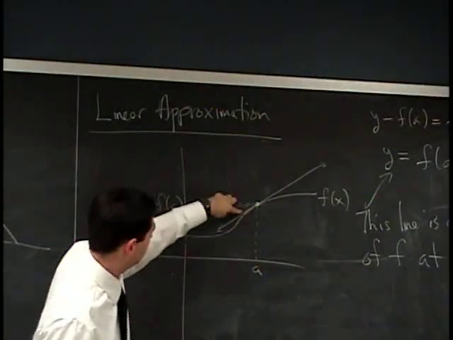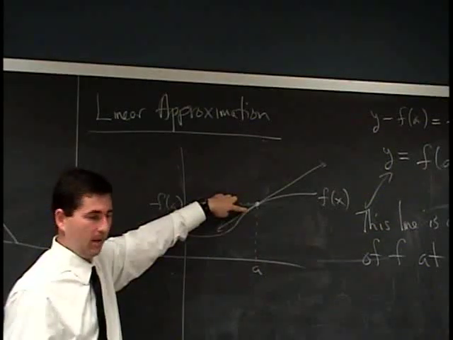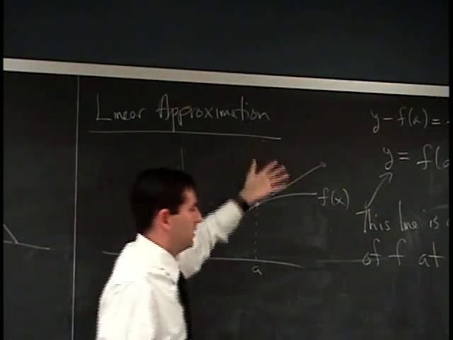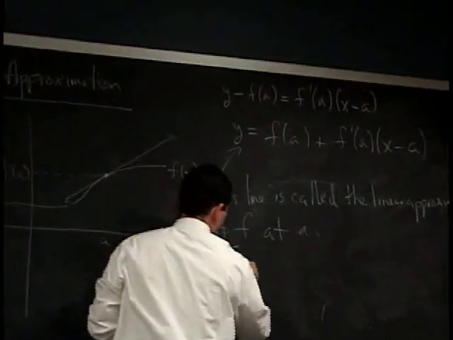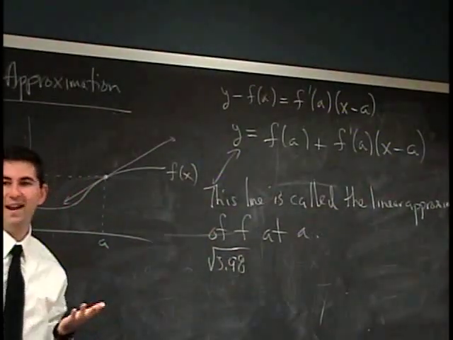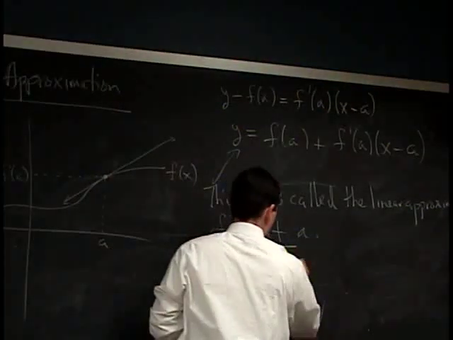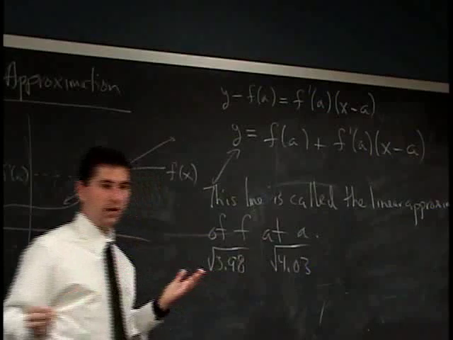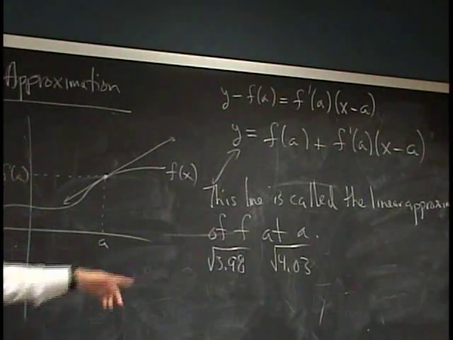Same thing on the other side. Right? It always seems to be a little bit too high. Okay. But we're going to be able to use this, for instance, to give a very good approximation of things like the square root of 3.98, or the square root of 4.03.